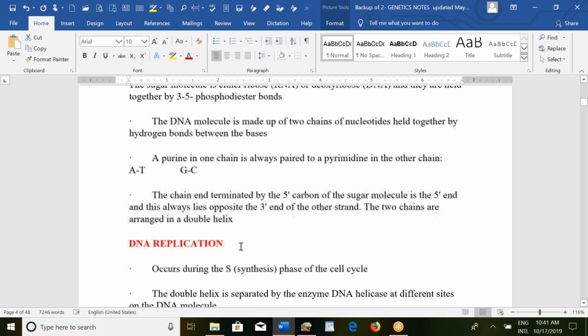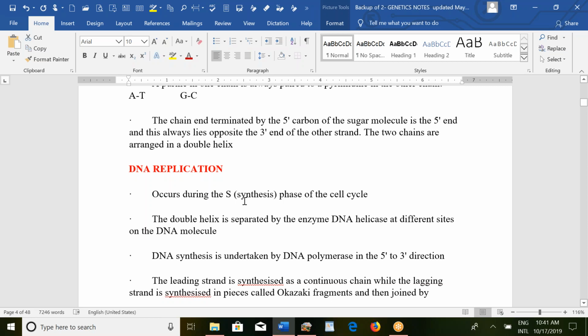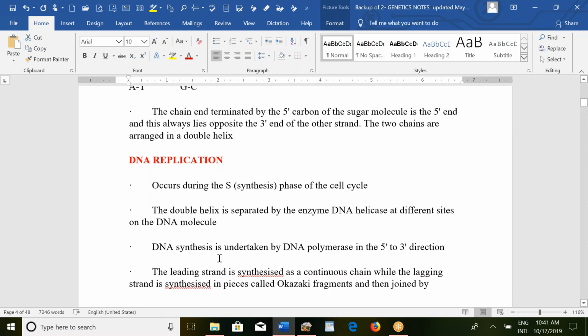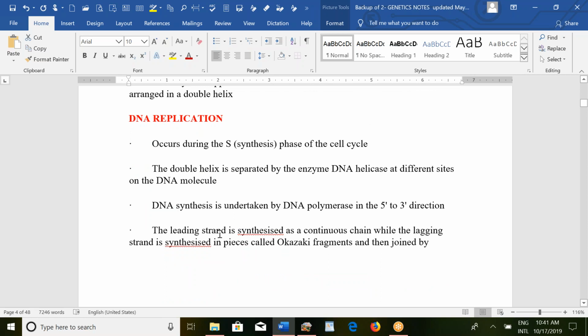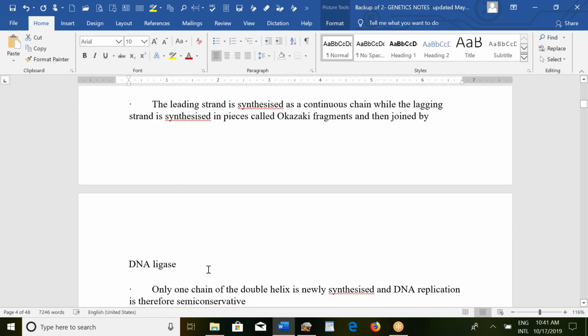So DNA replication occurs during the synthesis phase of the cell cycle. The double helix is separated by the enzyme DNA helicase at different sites on the DNA molecule. DNA synthesis is undertaken by DNA polymerase in the 5' to 3' direction. The leading strand is synthesized as a continuous chain, while the lagging strand is synthesized in pieces called Okazaki fragments and then joined by the DNA ligase.